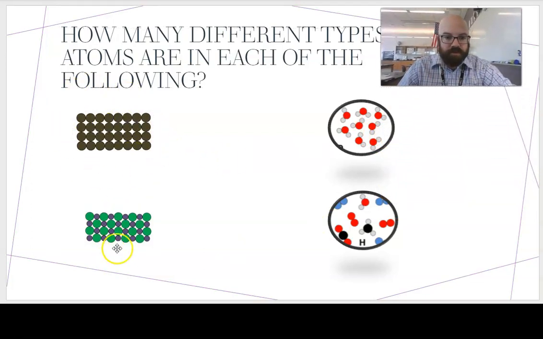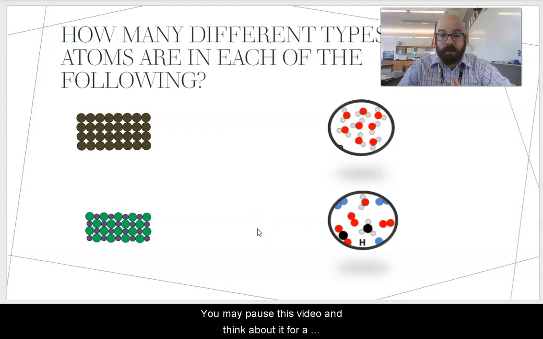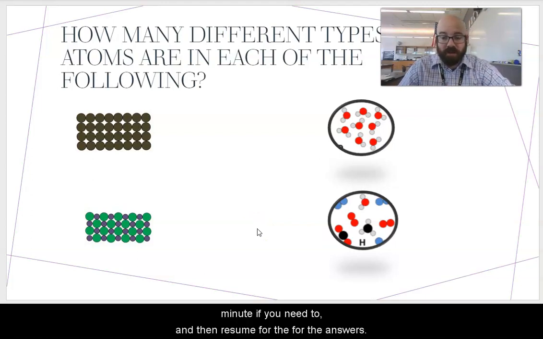This one, this one, this one, and this one. And these four examples, these are models, how many different types of atoms are there? So how many different color atoms do you see? You may pause this video and think about it for a minute if you need to, and then resume for the answer.